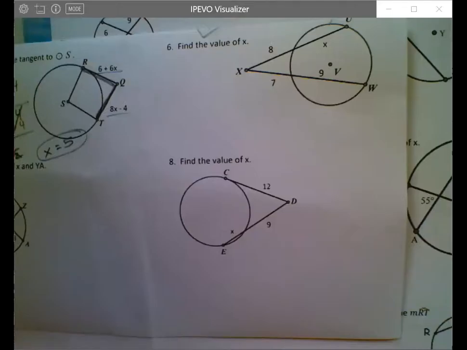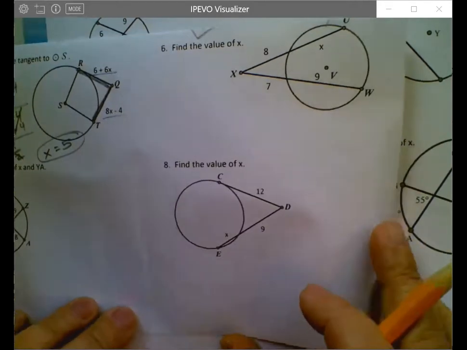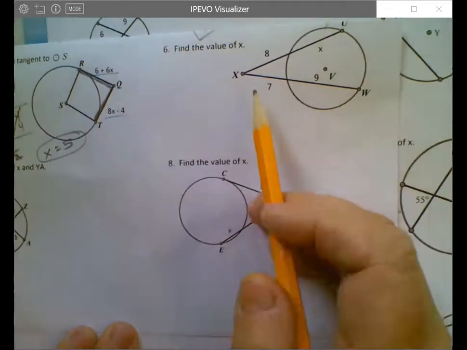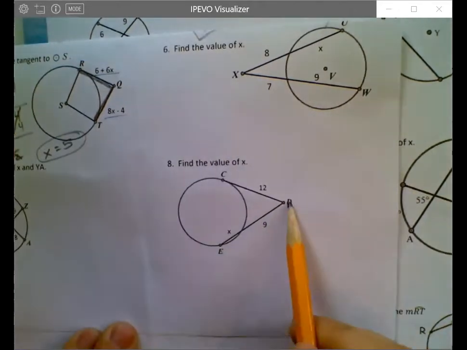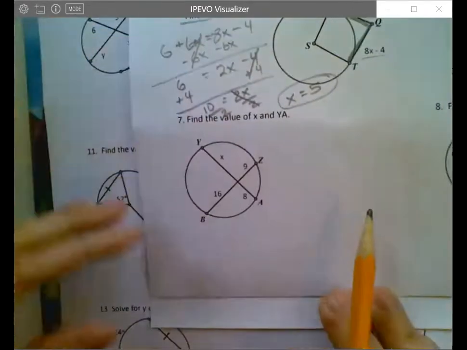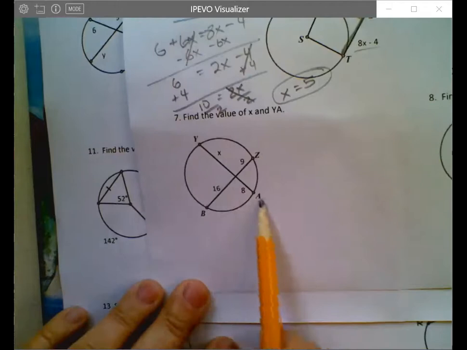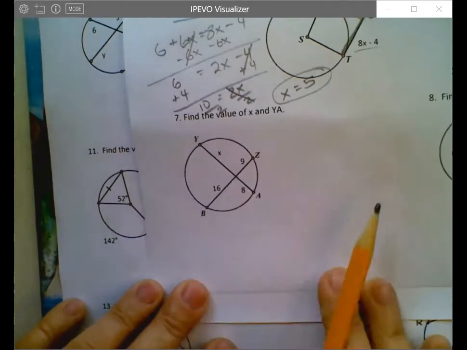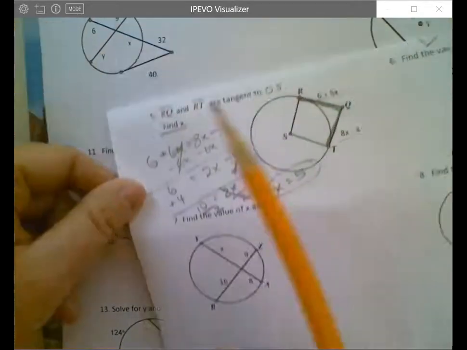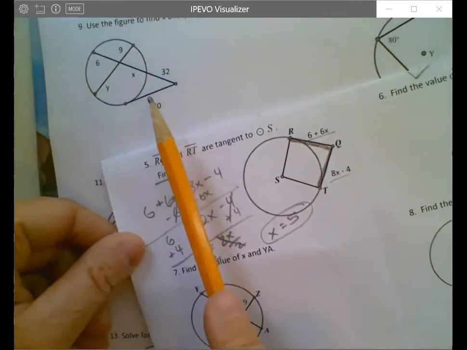Okay, so for our next set of problems off the Unit 4 review, we're going to be dealing with finding lengths of line segments where we have angles either outside of the circle, like in number 6 or number 8, or inside the circle with two chords intersecting, like in number 7. So we'll be looking at problems 6, 7, 8, and also 9, which is kind of a combination problem.